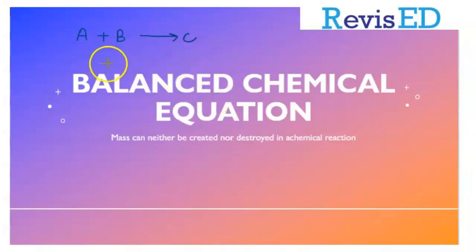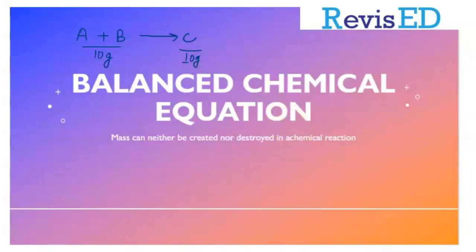Now a balanced chemical equation is one where your reactants should be equal to your products in mass as well. Mass can neither be created nor destroyed in a chemical reaction. It means the mass of A plus B should be equal to C, because mass can neither be created nor destroyed. If this weight is 10 grams, then it should also equal 10 grams.